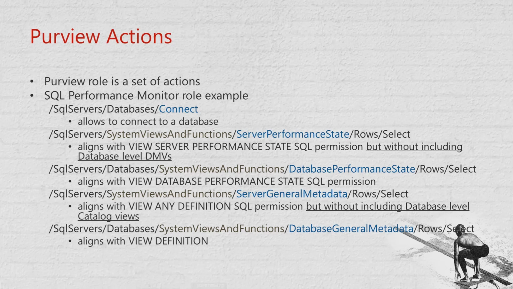You also could see here that there are database level permissions just below. And the difference between the Purview actions and permissions in the SQL engine is that, for example, the VIEW SERVER PERFORMANCE STATE SQL permission includes also the VIEW DATABASE PERFORMANCE STATE SQL permission. But in Purview, these two permissions are distinct. So you have more granularity. To be precise, VIEW SERVER PERFORMANCE STATE SQL permission includes both server performance state and database performance state actions, while VIEW DATABASE PERFORMANCE STATE SQL permission maps only to database performance.